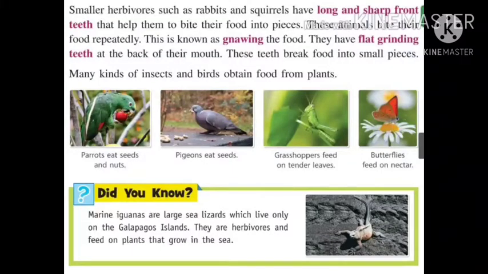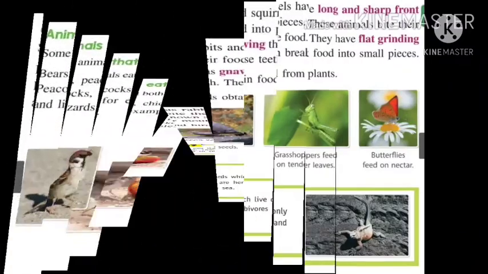Now I am going to tell you an interesting fact. Marine iguanas are large sea lizards which live only on Galapagos Island. They are herbivores and feed on plants that grow in the sea. So did you know this? Iguanas are one kind of lizard which are big in size, and they are also herbivores. Where do we find these herbivores? In Galapagos Island we find them. What do they eat? They eat only the plants from the sea.